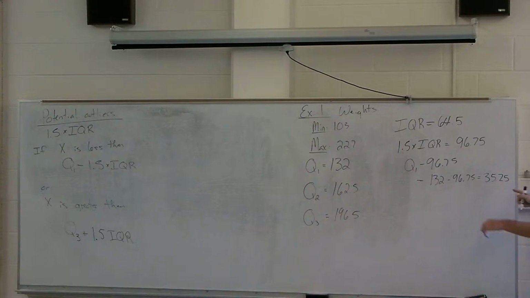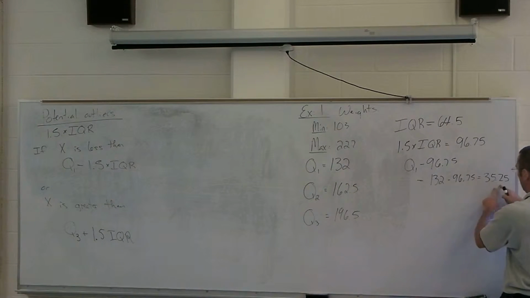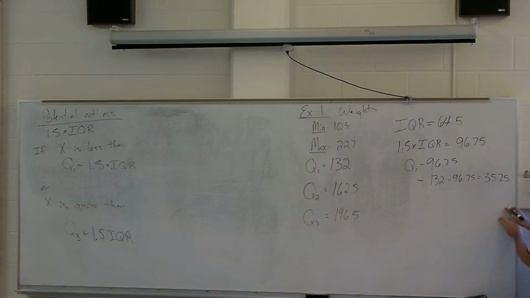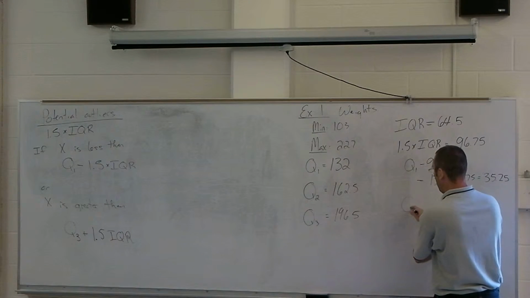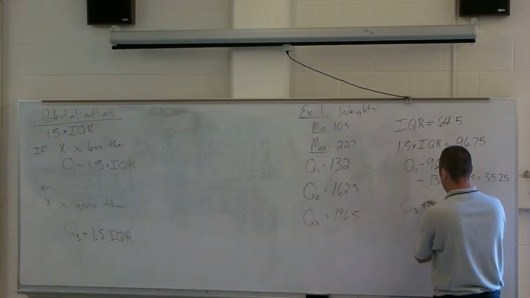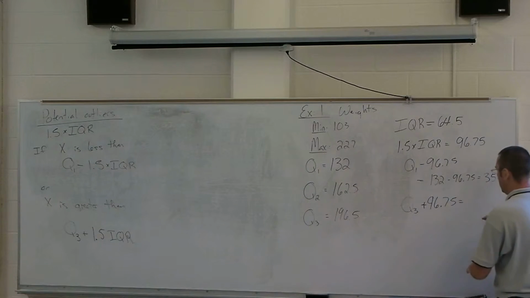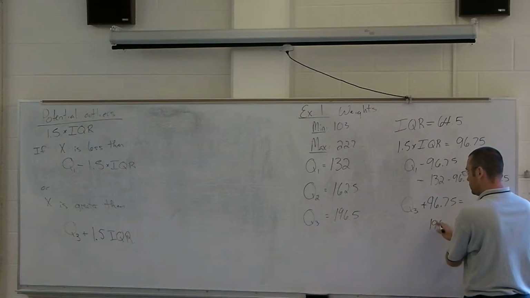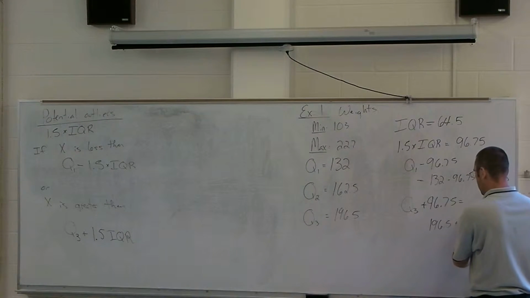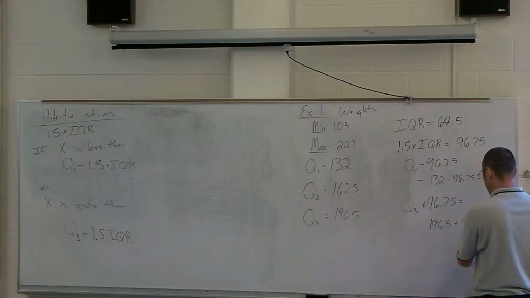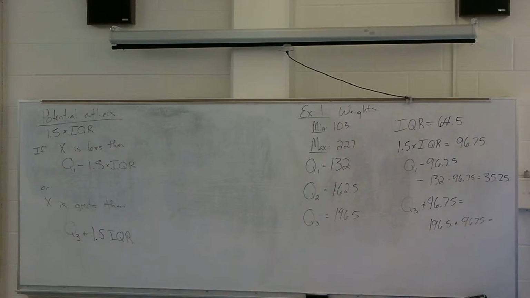Okay, because we know that the minimum value is 103. So no values fall below this. What about our Q3 plus the 96.75? Well, let's see. That's 196.5 plus 96.75, which I figure is 293.25.